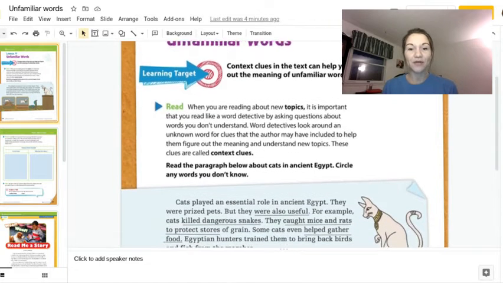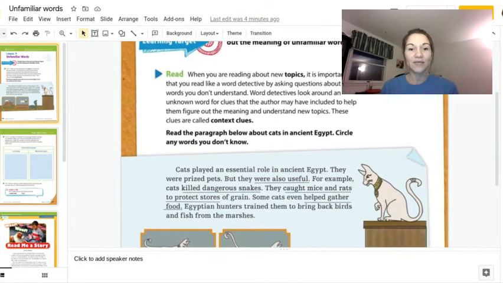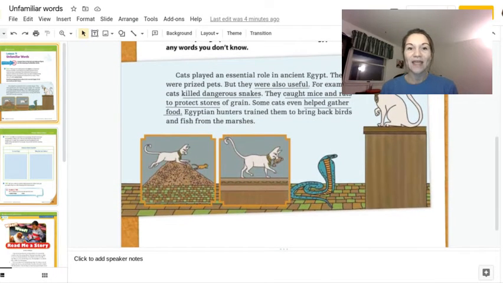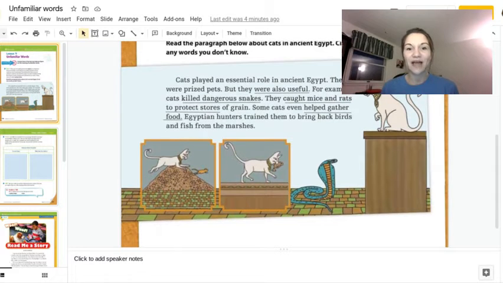So, when you are reading about new topics, it is important that you read like a word detective by asking questions about words you don't understand. Word detectives look around an unknown word for clues that the author may have included to help them figure out the meaning and understand new topics. These clues are called context clues. Let's read this paragraph below about cats in ancient Egypt together. And I've already underlined some context clues for a word that we are going to investigate. So think about what you think that word might be.